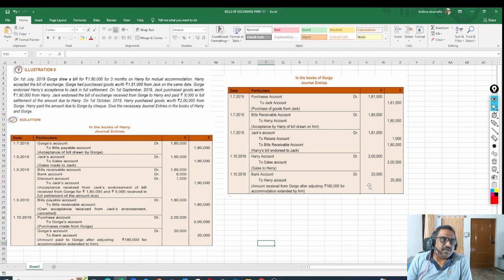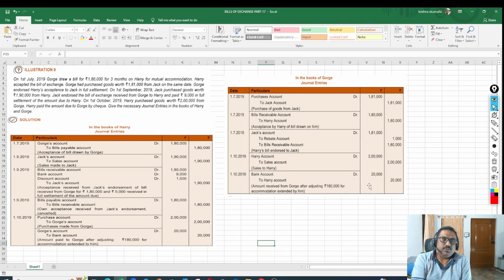On 1st July 2019, George drew a bill for 1,80,000 rupees for 3 months on Harry for mutual accommodation. George drew a bill on whom? Harry. That is one. Second, Harry accepted the bill of exchange. George had purchased goods worth 1,81,000 from Jack on the same date. Who purchased? George. Names are very important. George endorsed Harry's acceptance to Jack in full settlement. So he endorsed the same bill to Jack.